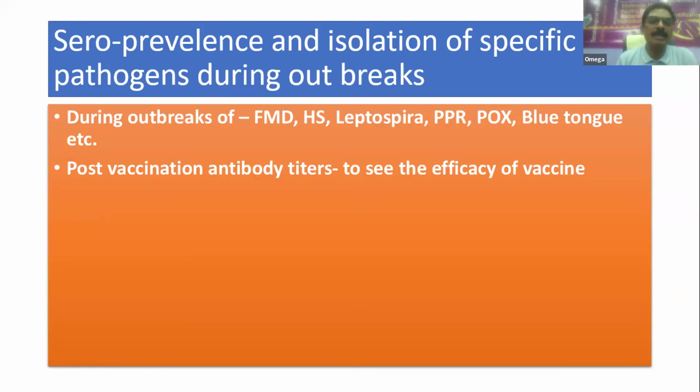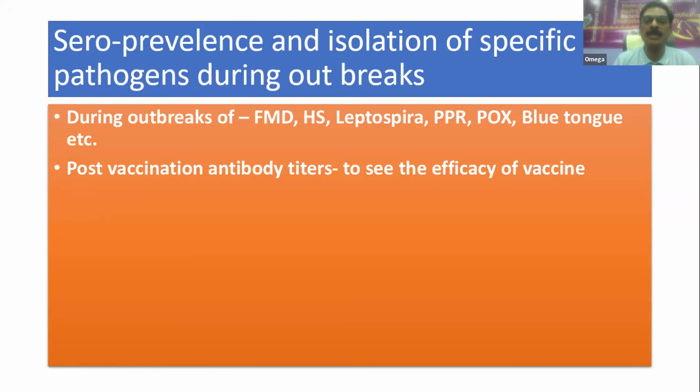We have to collect the blood samples. Then we have to collect the blood samples for the post-vaccine antibody titers. Many times vaccines have to be given to the sheep and goat, and to monitor whether there is good efficacy of that vaccine or not, we have to collect the blood samples, serum samples, and go for the antibody titers. That will be called the post-vaccine antibody titers.